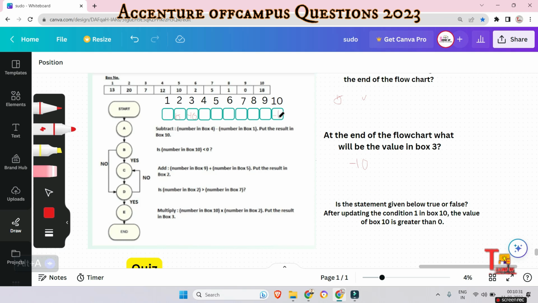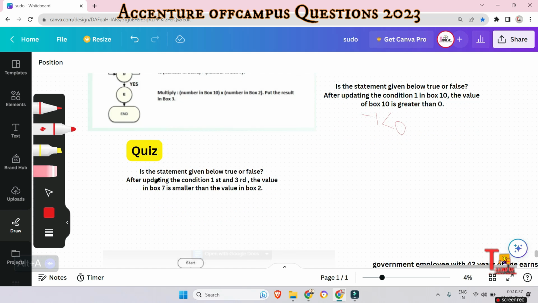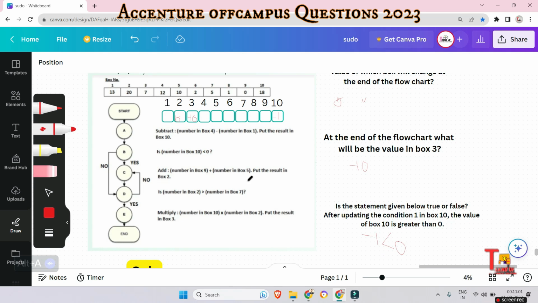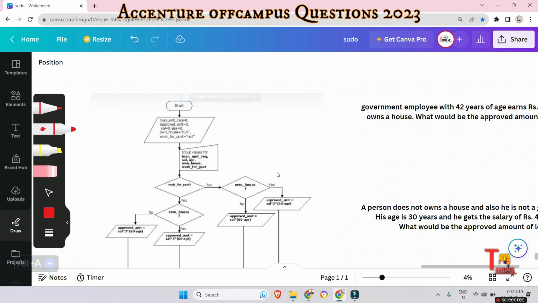Value of box 10 is minus 1, and is the value greater than 0? No, obviously no, minus 1 is less than 0. So the answer will be false in this case, right? So this way you have to solve the problem, and this is the quiz for you. Just go back to the video, watch the image and solve this problem. I will love to see your answer, right? So solve this problem. Okay, let's go to the next question.